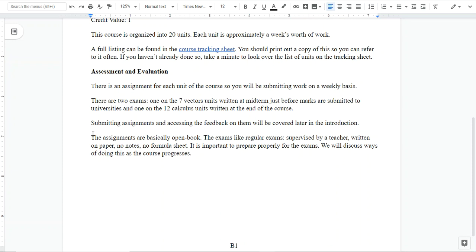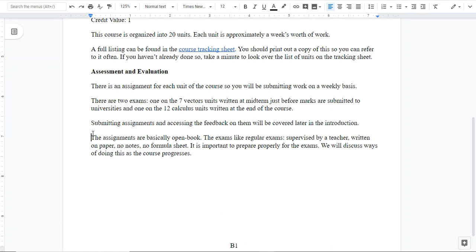The exams, on the other hand, work like regular exams. So you are going to be in a room where you're supervised by a teacher. You're going to be writing your solutions out on paper. You're not going to have access to your notes. You're not going to have a formula sheet. You're not going to have any electronic support beyond a scientific calculator.